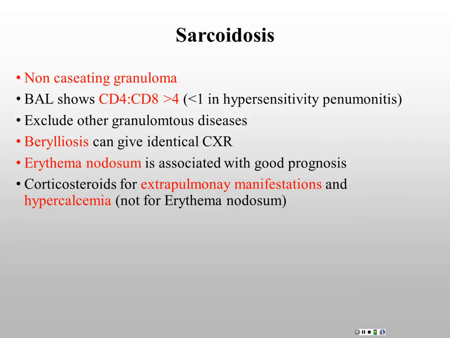Remember, berylliosis, it's very difficult to differentiate from sarcoidosis because it gives a similar clinical picture, same radiological pattern, especially with hilar lymphadenopathy. Remember erythema nodosum, which is usually changes on the lower extremity, on the tibia, tender, painful. This portends better prognosis, and it doesn't need treatment with corticosteroids. Treat severe pulmonary symptoms and extrapulmonary manifestations with corticosteroids, and you have to treat hypercalcemia as well to avoid complications.